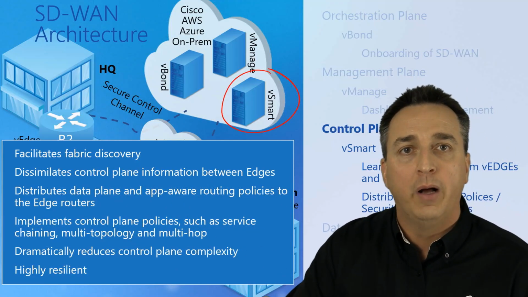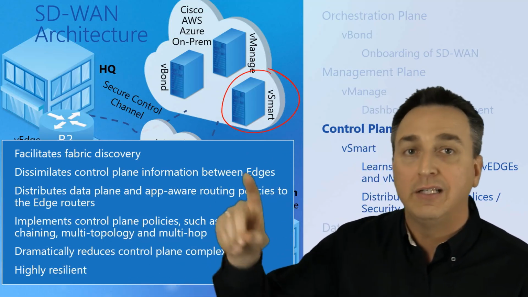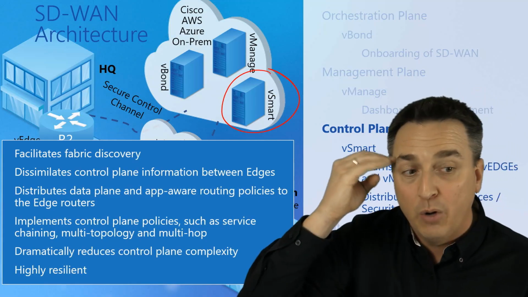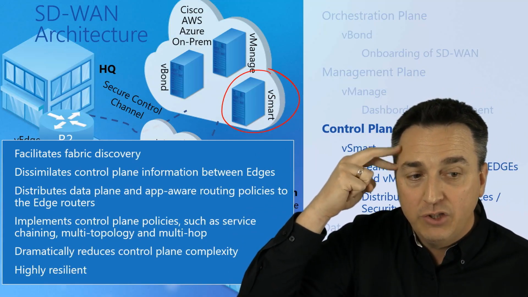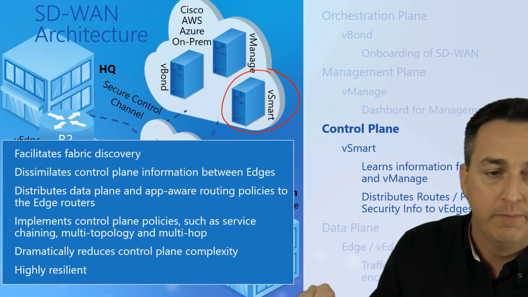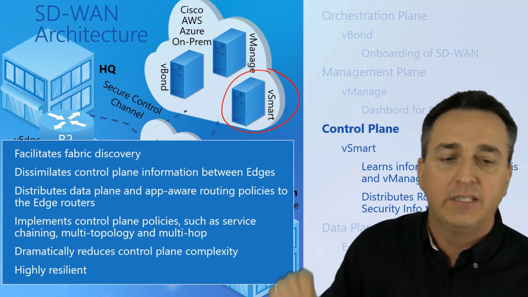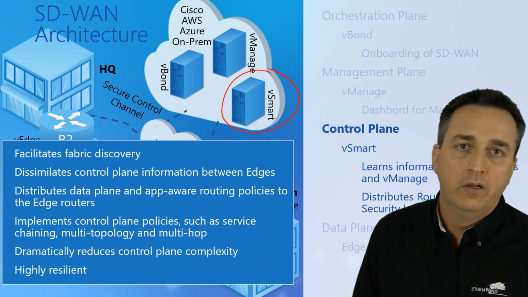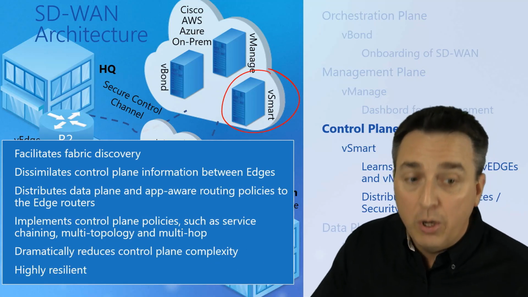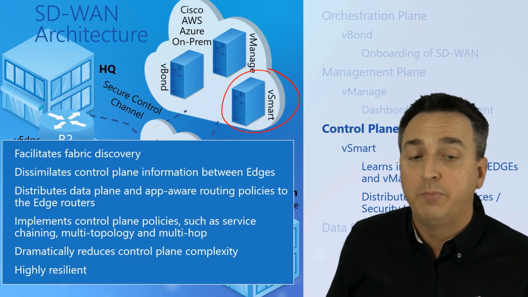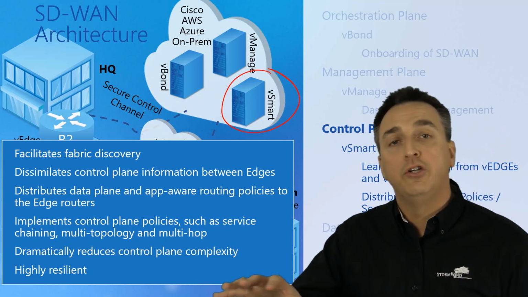So the edge devices are about what? Data plane, forwarding traffic. That's your edge devices. Your vSmart is the brains. Think of it, brains making decisions. That's vSmart, control plane. And then it tells the data plane, tells the edge devices what to do, through what? Through things like routing policies, security policies, any other types of policies that you set up. So it reduces your control plane complexity.